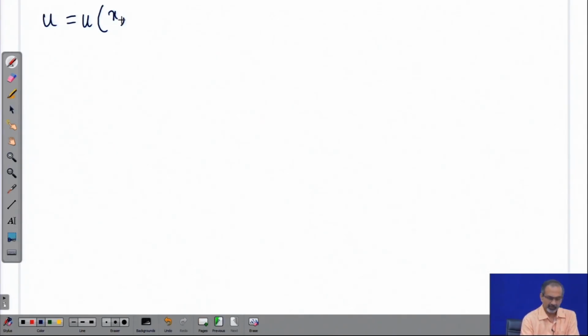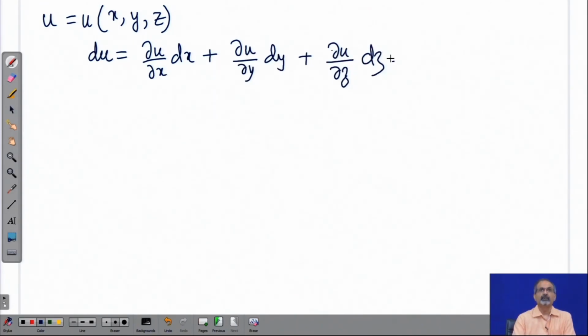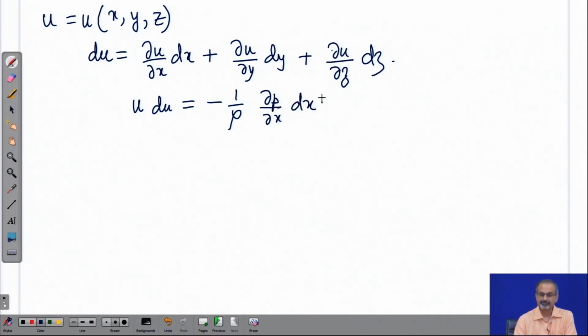Since we have assumed it to be a 3-dimensional steady flow field, u can be functionally represented like this in a Cartesian space, and if you take a differential of u, then you can write it down as del u del x times dx plus del u del y times dy. This is how you can write down the differential. Now, if you combine the last two equations, you will find that you can now write it as u du is equal to minus 1 by rho del p del x dx.